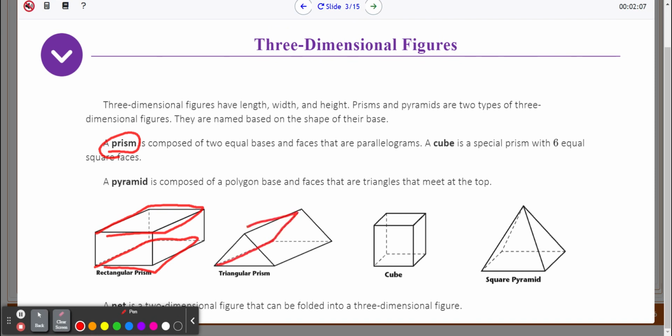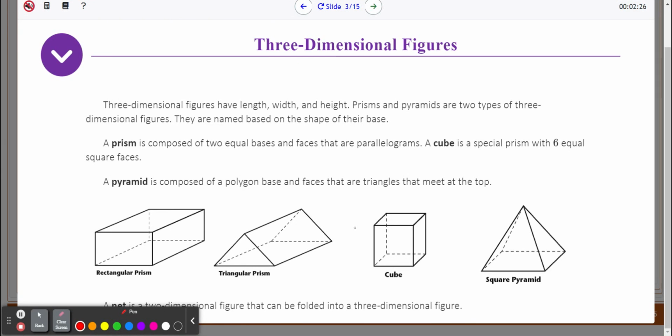Here, it's got three equal bases, right? All these are facing each other. So those are called prisms. And a cube is a special prism because all six faces are equal. Now, that's a prism. A prism has two equal bases and faces that are parallelograms.